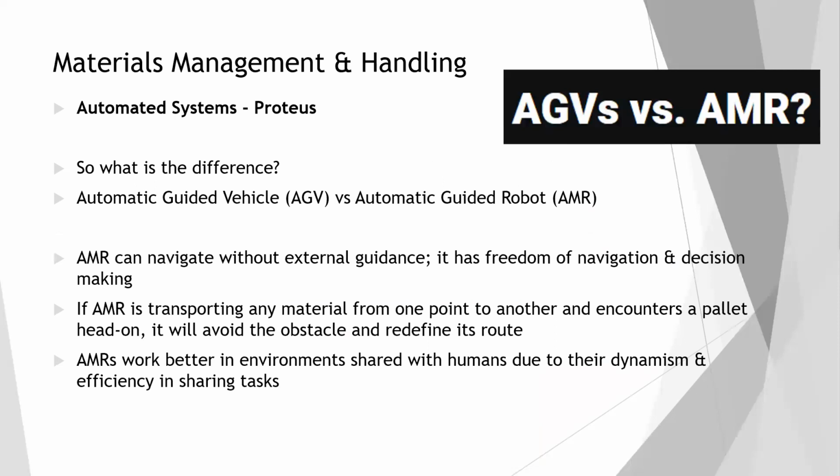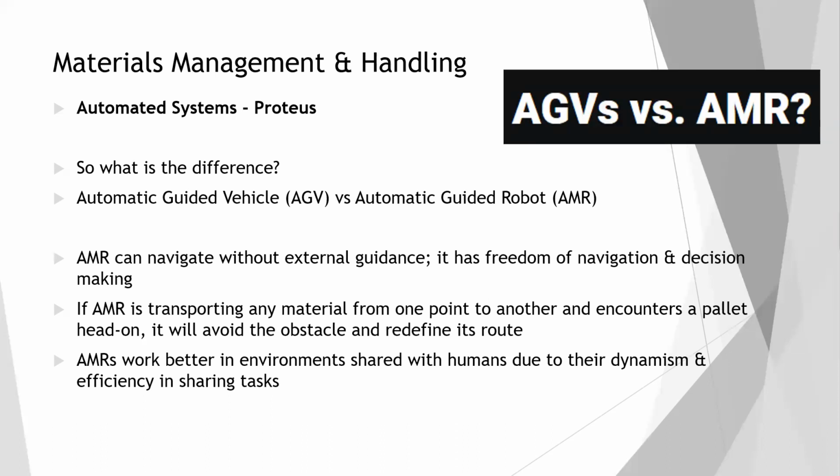So what's the difference between AGVs and AMRs? I talked about how Kiva is an automatic guided vehicle, whereas Amazon's Proteus is an autonomous mobile robot. So the AMR can navigate without external guidance. It has freedom of navigation and decision making. And if an AMR is transporting any material from one point to another, and say it encounters some sort of obstacle, it encounters a pallet, it will avoid the obstacle and redefine its route.